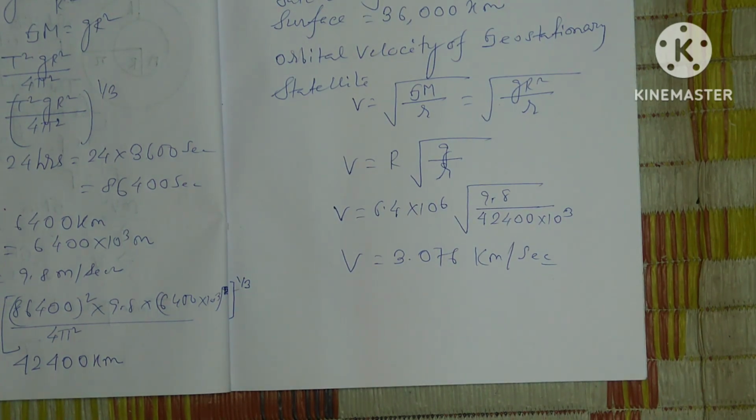So today we have learned the height of the geostationary satellite and also the orbital velocity. These two topics are very important for different sections. I think my class is very helpful for all students.